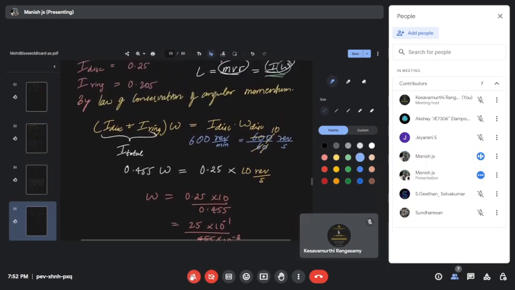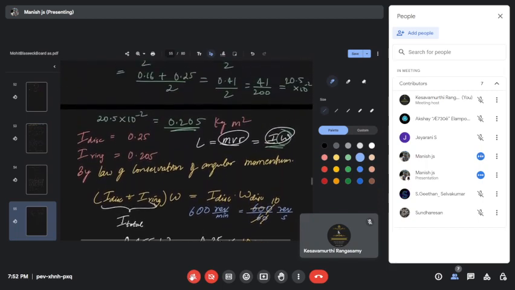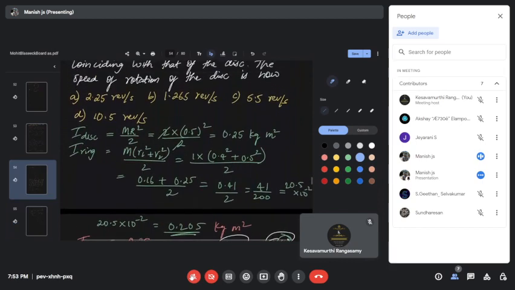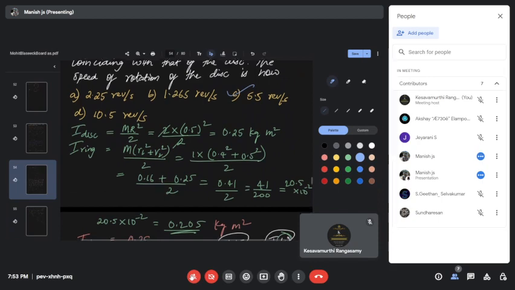So what is our answer? Which option is right? You can see option C, the third option, 5.5 revolutions per second. That's the answer. Again, the crucial place here that you will have to take care of is your substitution, simplification, and especially the part where we applied the law of conservation of angular momentum.